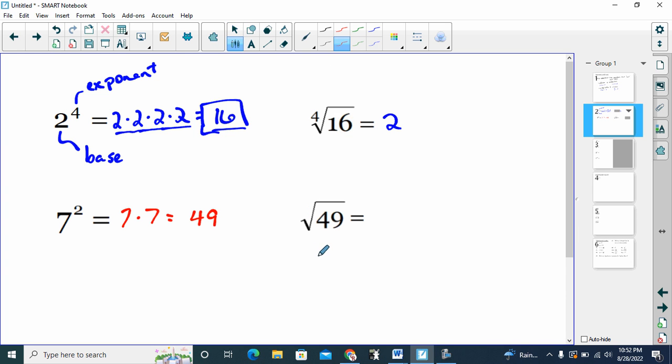So this is the same thing as thinking through what number to the second power gives me 49. We just said 7 to the second power is 49. So the square root of 49 is 7. So if you ever see a root written with no root index up there, it's understood to be a 2. What number to the second power gives us 49?